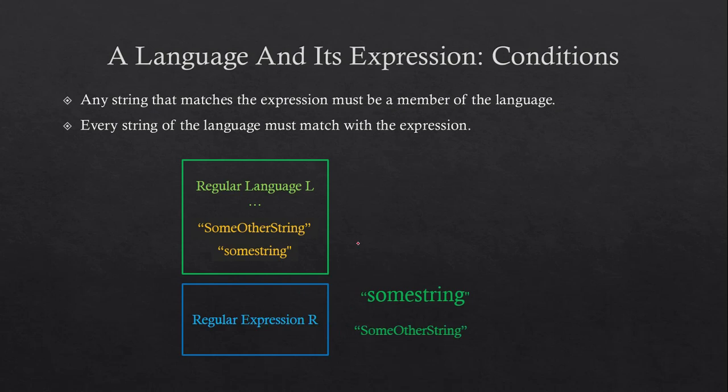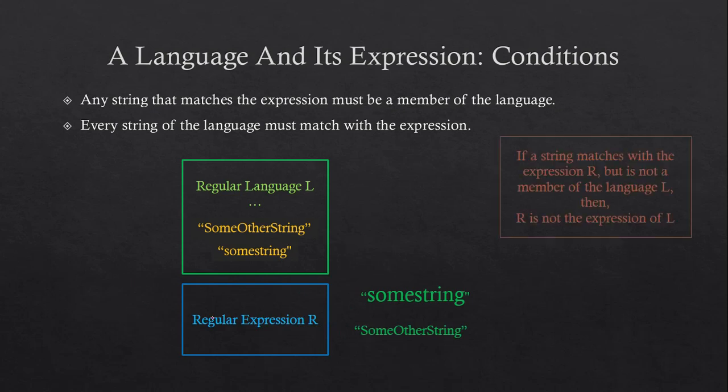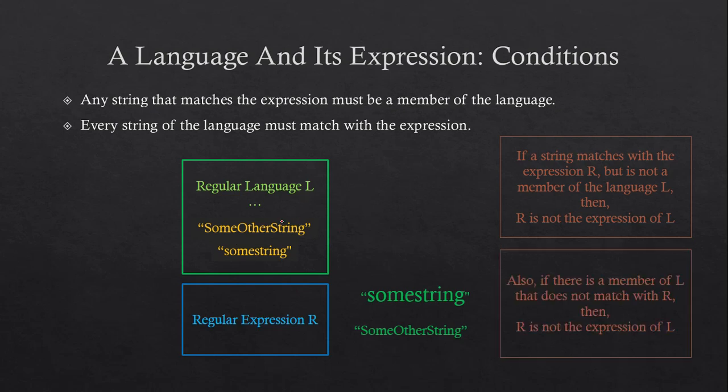So what does it tell us? Well, if there is a string that matches the expression but lies outside the boundary of the language, then this expression cannot be the regular expression of this language. Similarly, if there is a member of L somewhere that does not pass the test of this expression, then this expression cannot be the expression of this language either. So these are the two conditions that must be maintained for an expression to be considered a regular expression for a specific language.